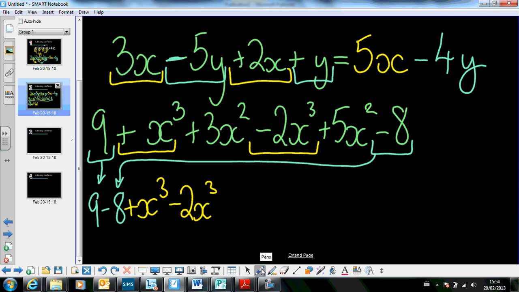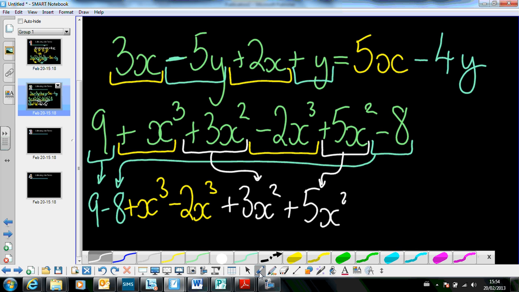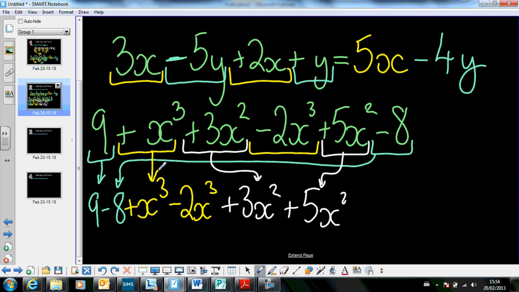Because I've got one more thing to think about, which is the x squareds. And there again, with the sign, plus 3x squared plus 5x squared. Oh, I didn't use the arrows for the second one. So that's there, and that's there. For completeness, I'm just going to stick my other arrows in. That's there, and that's there.